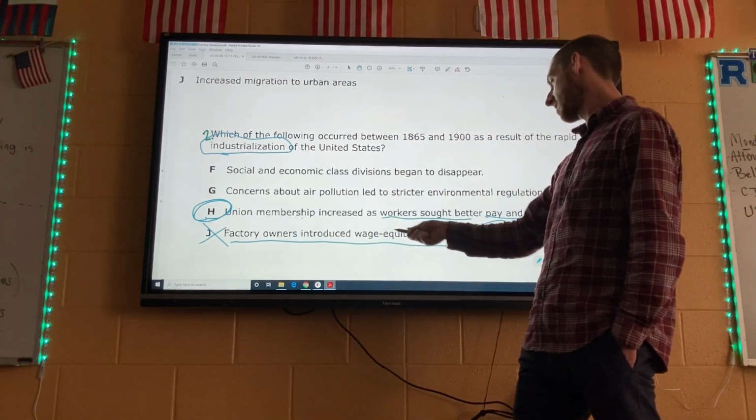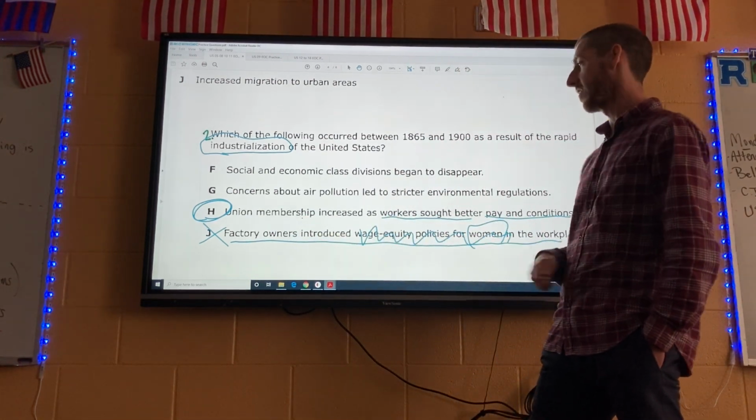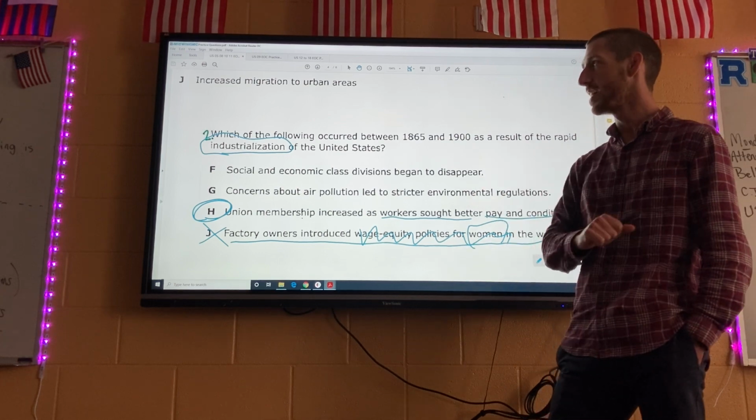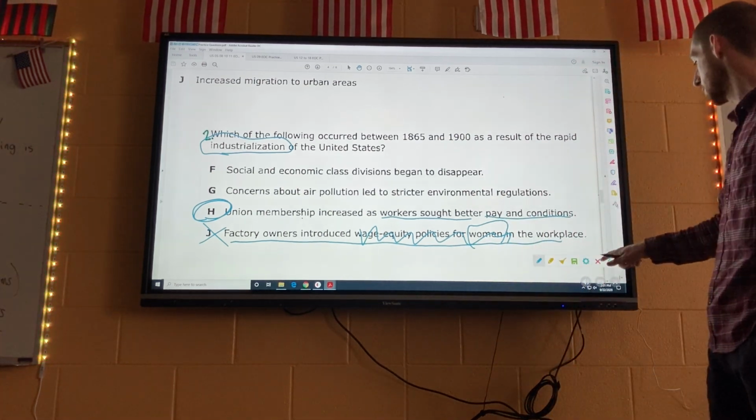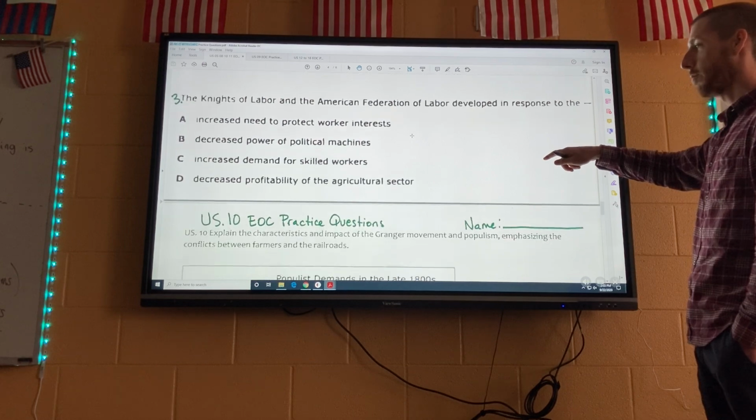Don't get tripped up because this is wrong. Don't look at that one. That one's wrong, okay? So 2 is H on US 11, I believe is which one we're on. Yep. All right, rocking and rolling.